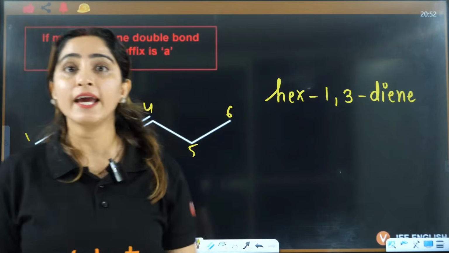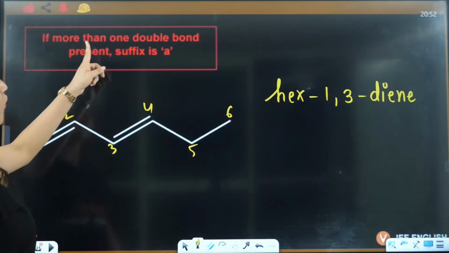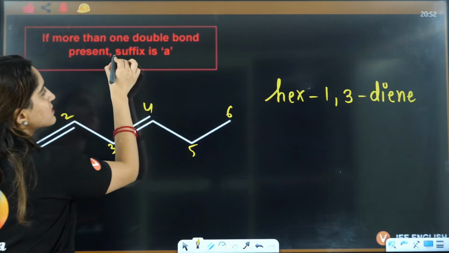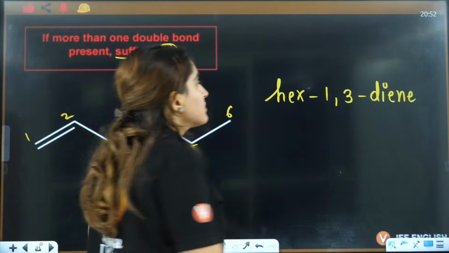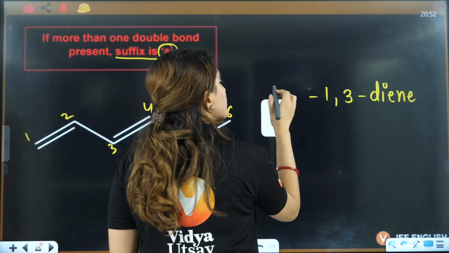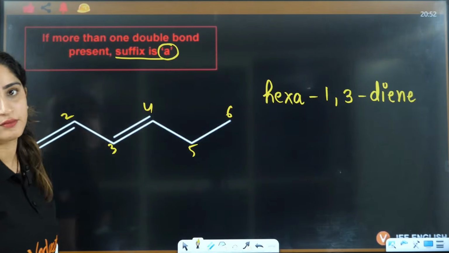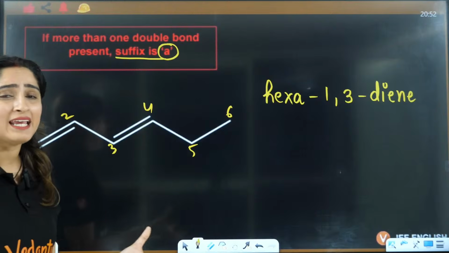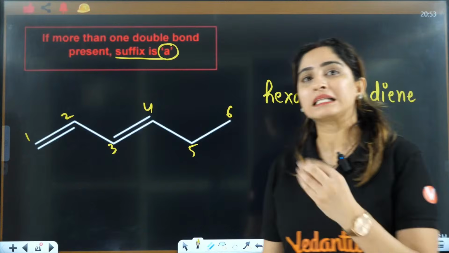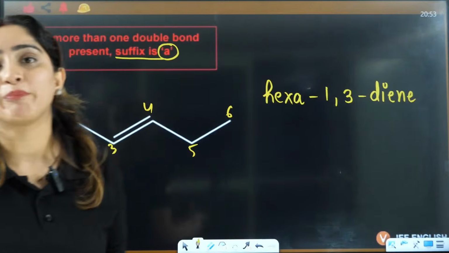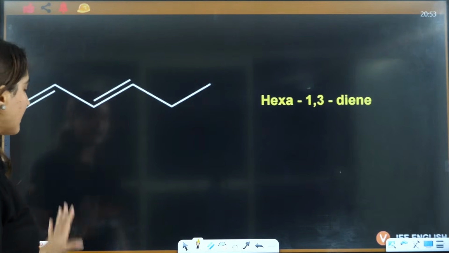Why? Because whenever you have 2 enes, if more than one double bond is present, then the suffix a will be added here. Ma'am, where should I add this suffix? So instead of hex, you will write hexa. If it would have been 3 enes, 4 enes, you will write hexa, penta, metha. That means more than one multiple bond is present here. Right, everybody? Now, that is the correct answer.